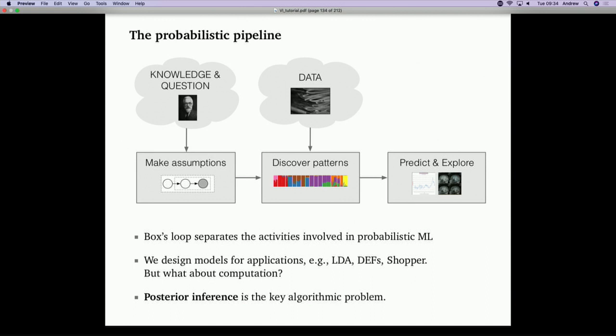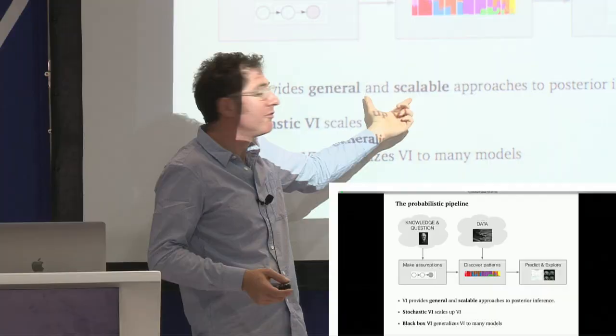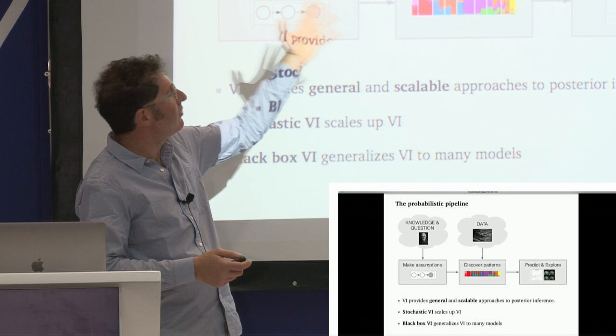The key algorithmic problem, which we've been discussing in these two lectures, is posterior inference. How do I infer the hidden variables given the observations, given my data? Now, variational inference, we talked about the basics, but then we talked about these two innovations that generalize to many models and scale up to large data sets. And so the point, again, is to lubricate this pipeline so that we can easily run through it without having to do a lot of difficult mathematical work.